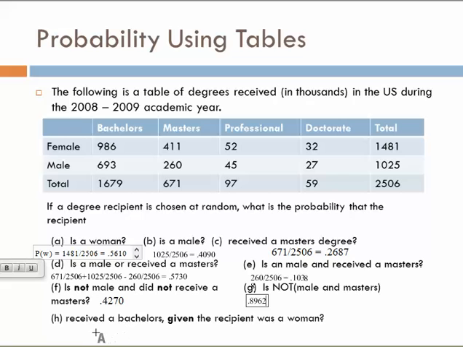And then H, this is another tricky one that I throw in here, and this is going to build into conditional probabilities when we get into the next module, Module 7. But until then, I just wanted you to think of the wording of this and try to come up with an answer with this new word that we've thrown in here, which is given. So the question is, what is the probability that they received a bachelor's given that the recipient was a woman?